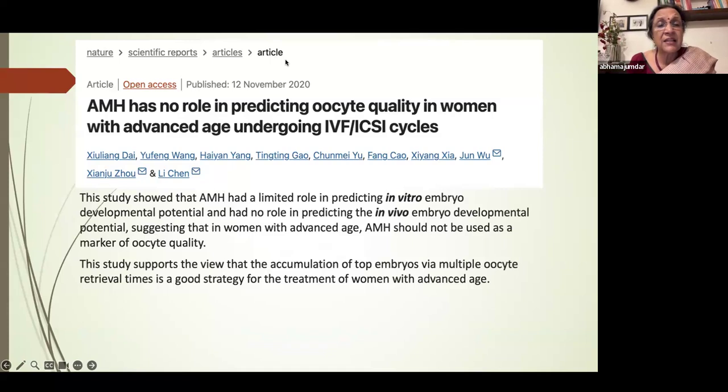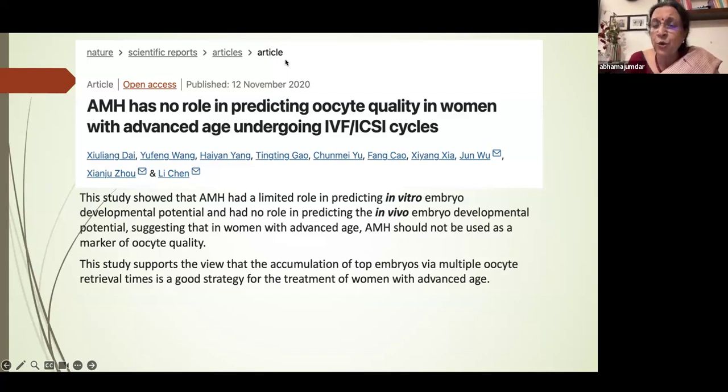Now, what does this study say? It says that AMH had a limited role in predicting in vitro embryo development potential and had no role in predicting the in vivo embryo developmental potential, suggesting that in women with advanced age, AMH should not be used as a marker of oocyte quality.